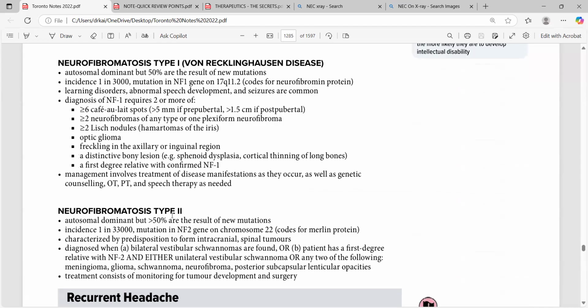Neurofibromatosis type 1 and type 2 are more common in older people as compared to young people. Just know what the linked diseases are and how they look. Neurofibromatosis type 2 is most commonly schwannoma, neurofibroma, lenticular opacities, meningioma, glioma. It can be asked like it causes hearing loss because of schwannoma. As you can see here, bilateral vestibular schwannoma. So thinking about hearing loss is very concerning and you have to think of it.